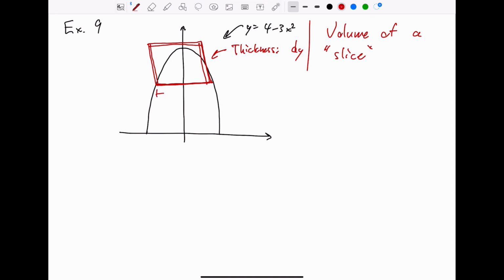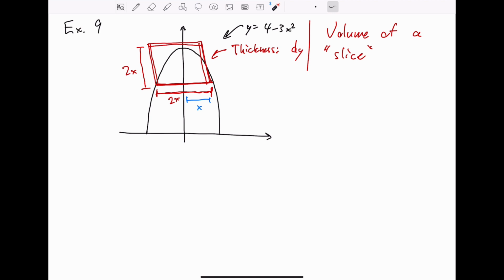And what is this length here? Well, the way I want to think of this is that half of the length is some x value. Let's just call this x. So that's each side of the y-axis. So really this length is 2x, and it's a square. So this is 2x, and this length here is also 2x. So I have a 2x by 2x square. But I want to integrate in terms of y.